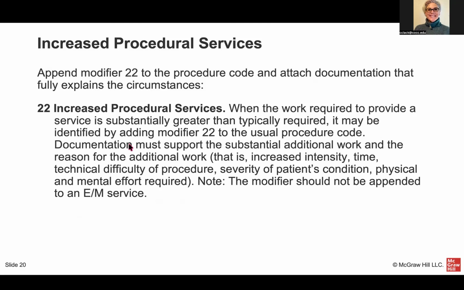Now, when that happens, you want to append modifier 22 to the procedure code, and you must attach documentation that explains specifically why the additional work was required. That documentation should address the increased intensity, the time, technical difficulty, severity of the patient's condition, or the physical and mental effort required. One important caveat from the slide: do not use modifier 22 with E&M codes. It's only for procedures.